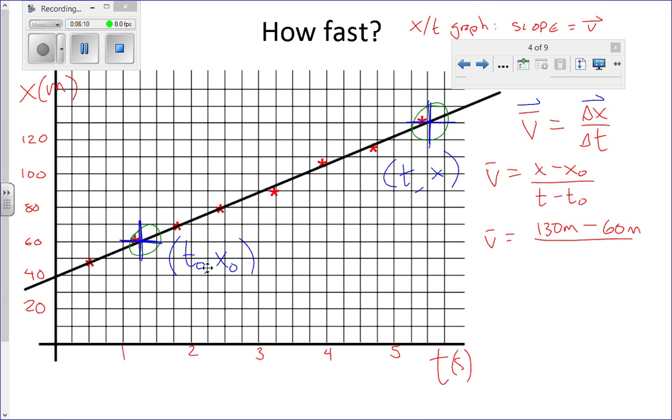Final value of time, 5.5 seconds. Initial value, 1.25 seconds. So 70 meters in 4.25 seconds. Average velocity is, I'm not being careful with sig figs, sorry, 16.5 meters per second.